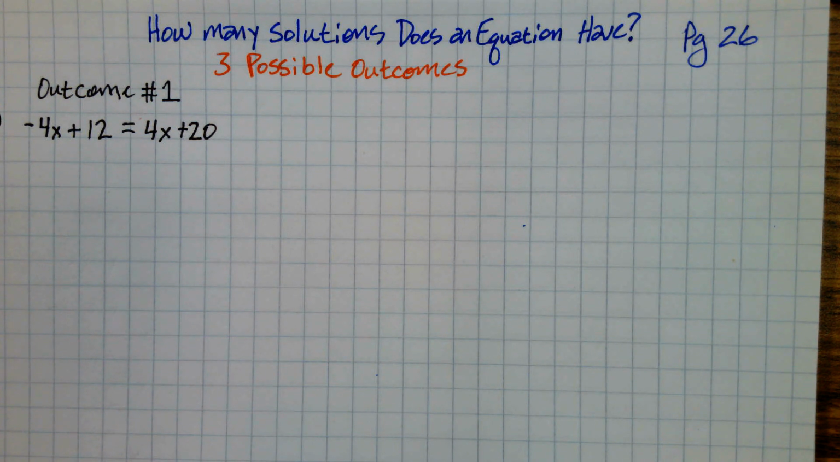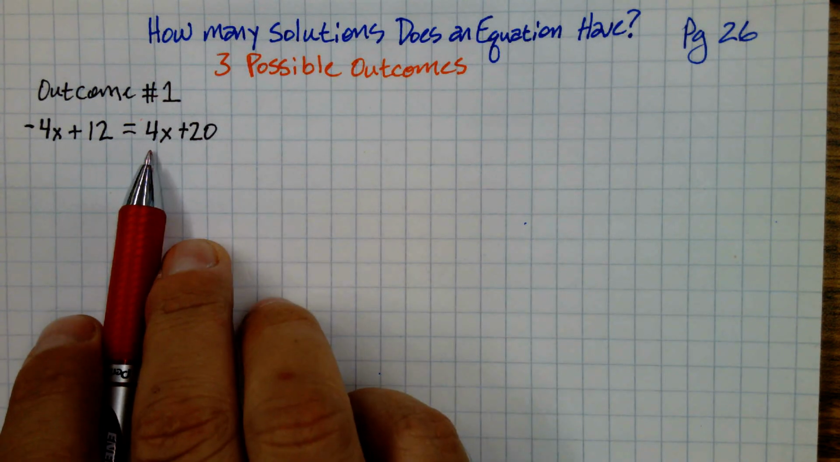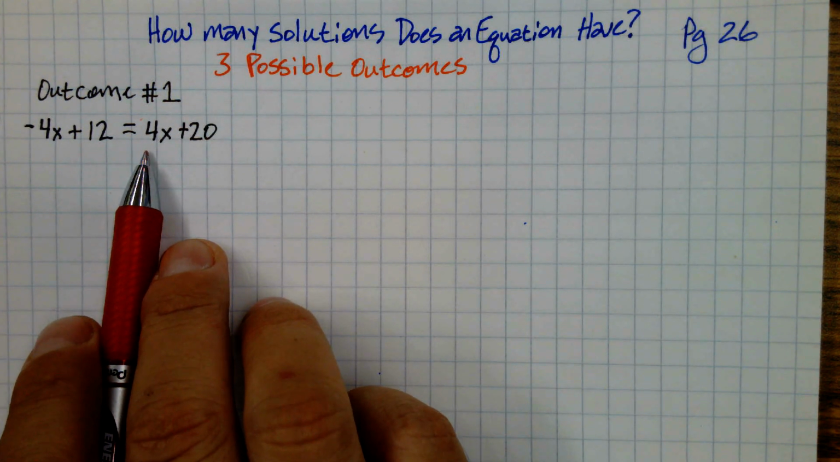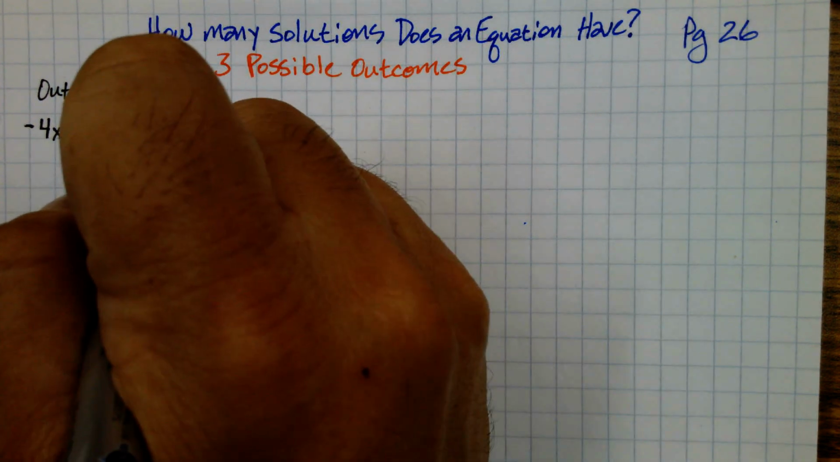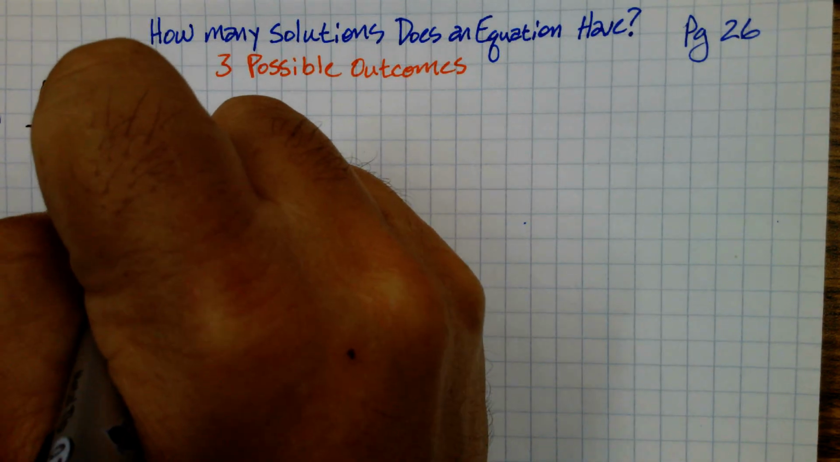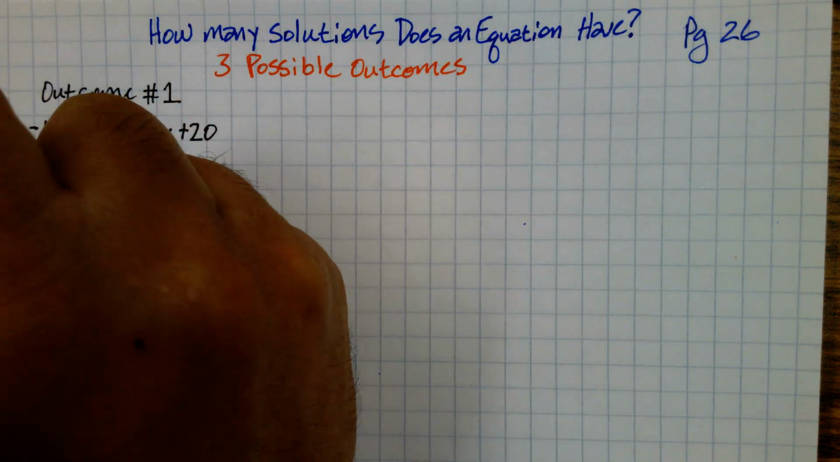Are they the same number? No, they look similar, right? One's positive, one's negative. In fact, they're opposites. But they're not equal. And because they're not equal, if I want to get rid of this positive 4x, what would I do? What would I use to get rid of a positive 4x? Yeah, let's do a negative 4x. And we're going to do that on the other side.